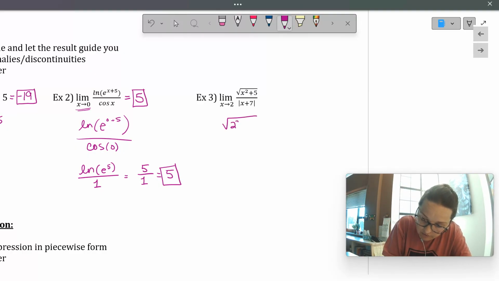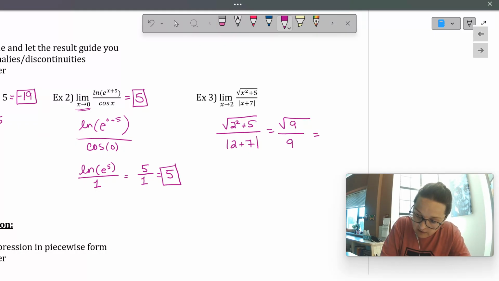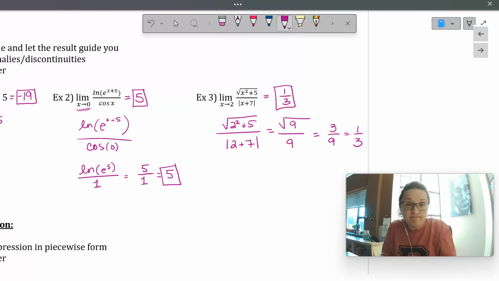So the square root of 2 squared plus 5 over the absolute value of 2 plus 7 is going to be the square root of 9 over the absolute value of 9, which is 3/9, which is a third. So that equals a third.